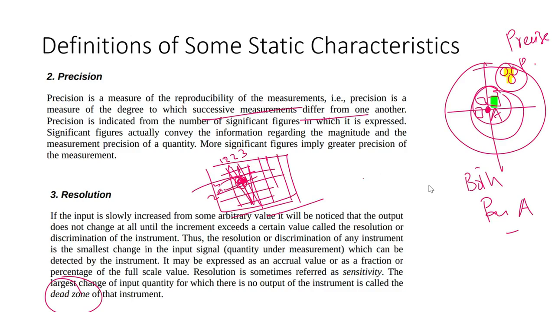If we have this scale, and this is 1 volt and this is 2 volt and some quantity is here, we cannot say whether it is 1.5 or 1.6. But if we grade it more, then we can clearly say that it is either 1.5 or 1.6. If we grade it even more, then we can say exactly that it is, let's say, 1.5. So this gives us an idea of the resolution.